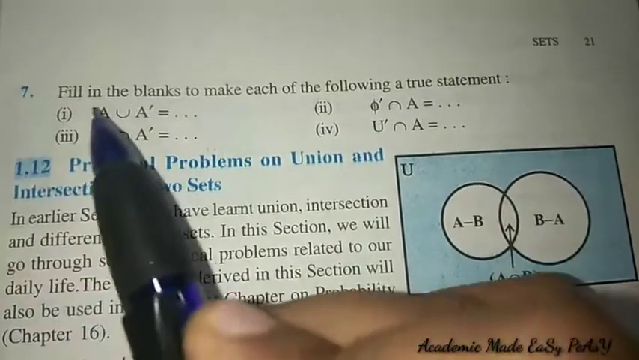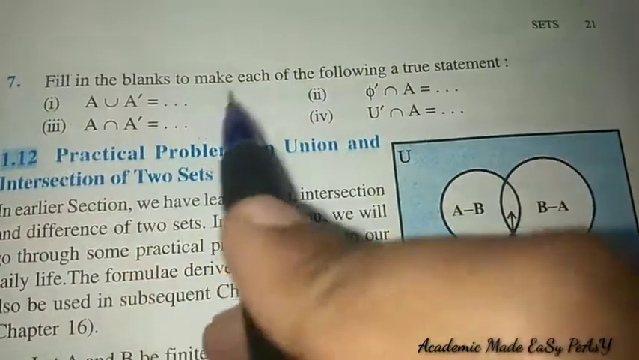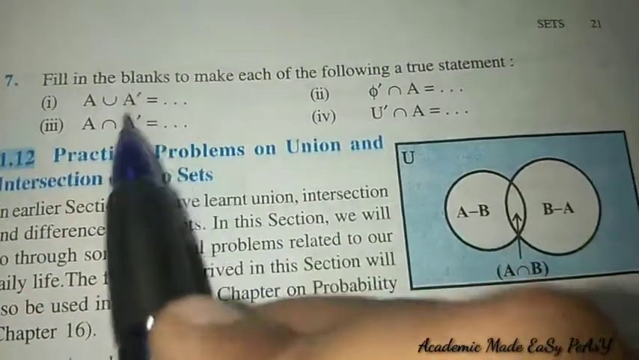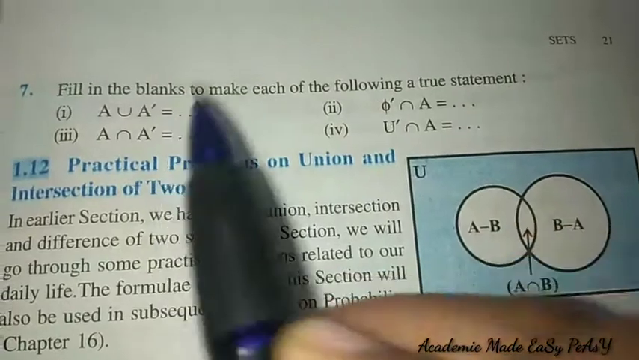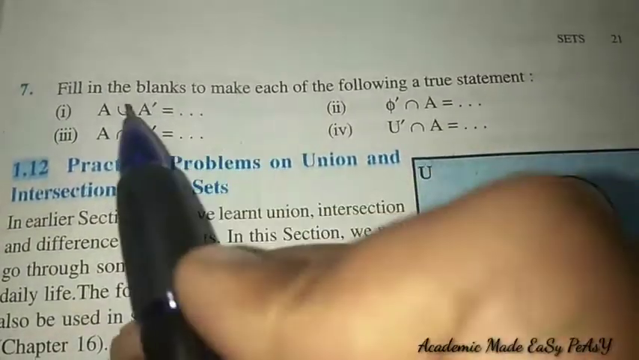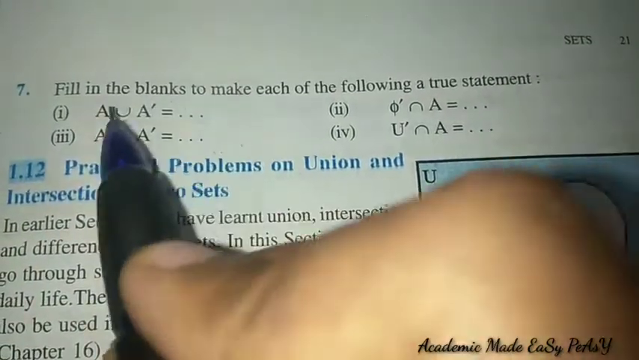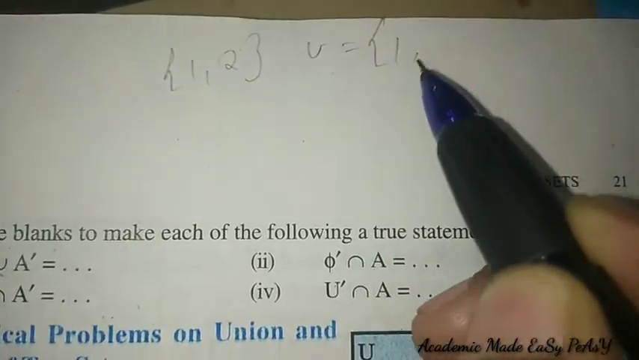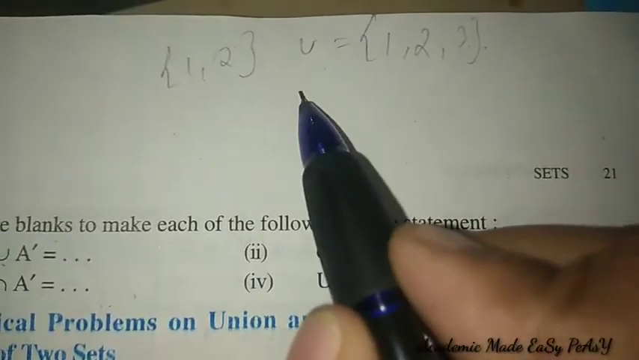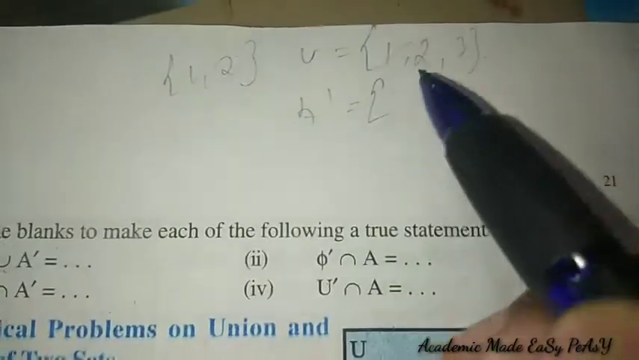Question 7. Fill in the blanks to make each of the following statements true. Here we have to fill up the blank spaces. So already I have taught you the properties in the introduction part, so this will be easy if you are clear with that. So A union A dash. It means it contains all the elements, isn't it? For example, when we have A is equal to 1, 2 and U is equal to 1, 2, 3. Is that clear? So what will be my A dash? A dash will be the elements except those in A, so 3.